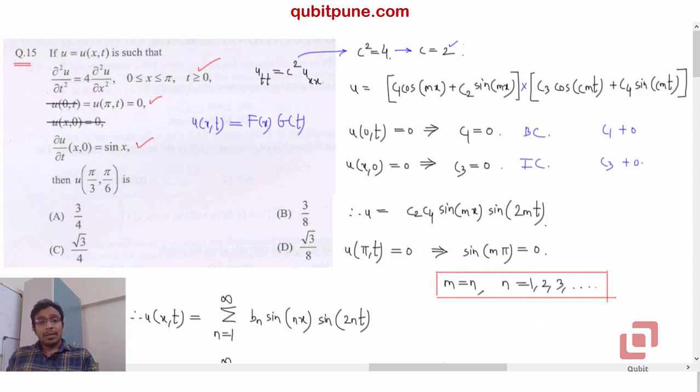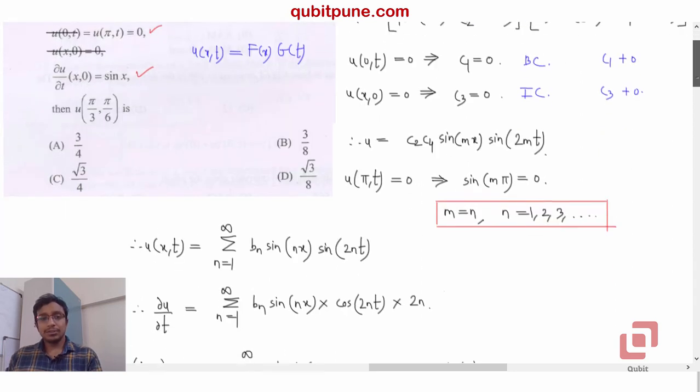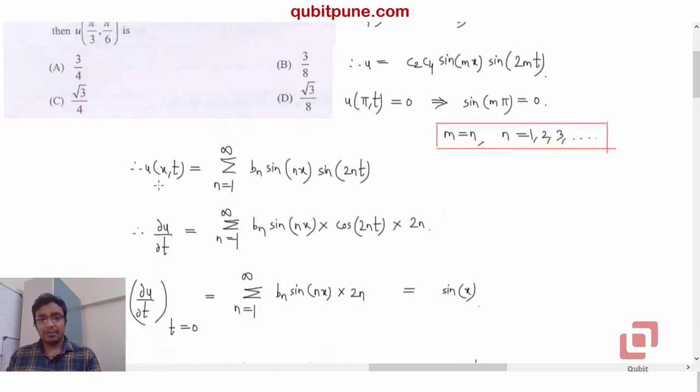Now I'm going to use the principle of superposition of solutions, because the differential equation is linear, and homogeneous, of course. So I can now present the series solution. So I can say that u of x comma t is equal to summation as n runs from 1 to infinity. I expect c2 into c4, this product, to change as n changes. So I'm writing it as bn sin nx into sin 2nt.